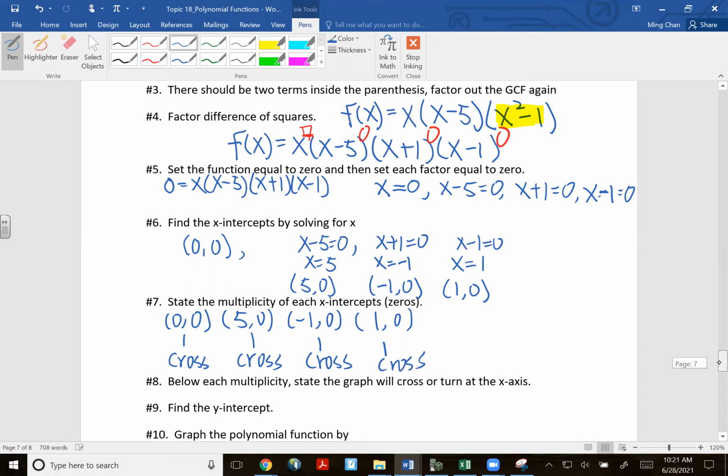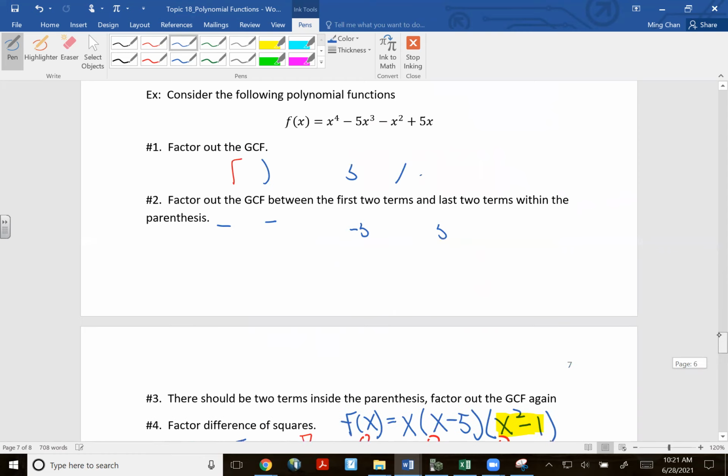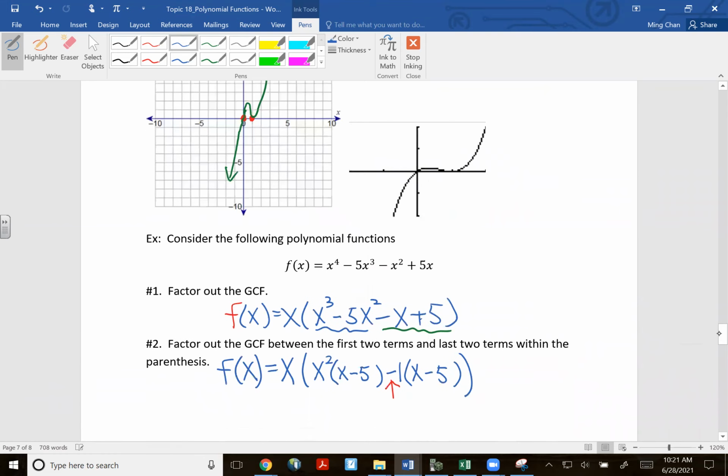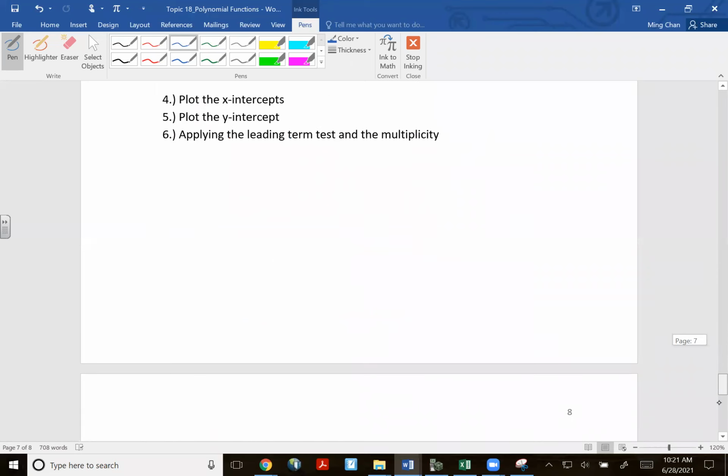All right, find the y-intercept. If you look back at the function to find the y-intercept, substitute 0 for x, right? The y-intercept means find y when x is 0. So if you plug in 0 for x in the function, then the y-intercept will be 0, 0 again.